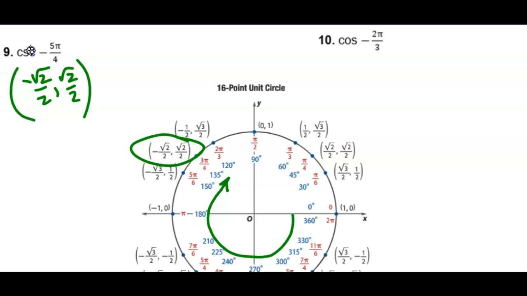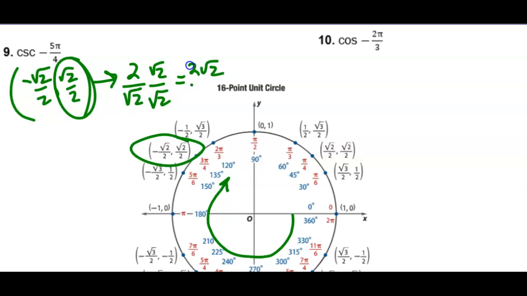Cosecant is the flip of sine, so I'm using this one and I'm supposed to flip it over. Do you remember what happens? It just becomes square root of 2. All right, a lot of work if you can just memorize that when you flip the square root of 2 over 2, it's just square root of 2.